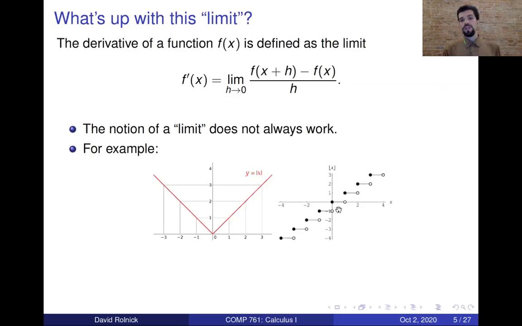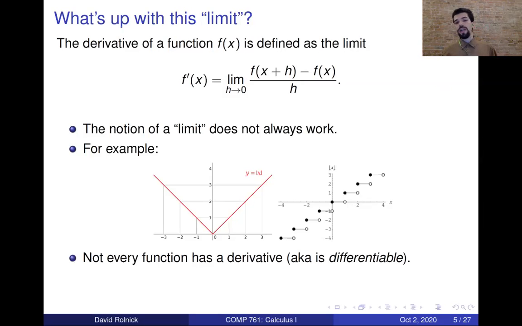Here's another example of a function that doesn't have a derivative. This is the floor function, which is just the greatest integer that is smaller than or equal to x. So for example, floor of 2.5 is 2, floor of 2.8 is 2, floor of 2 itself is 2, but floor of 1.9999 is 1. And so there are these discontinuities. And because of those discontinuities, the function does not have derivatives at integers. Okay. So not every function has a derivative.